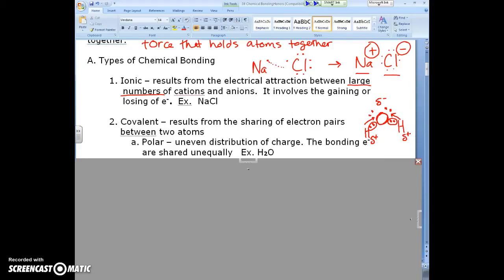We call this polar because now the water molecule has two ends, oppositely charged. It has a slight negative end and it has a slight positive end, just like the poles of a magnet, a north pole and a south pole. That's what we have here, and that's why we call it polar. We also have, so that's where the electrons are shared unequally.